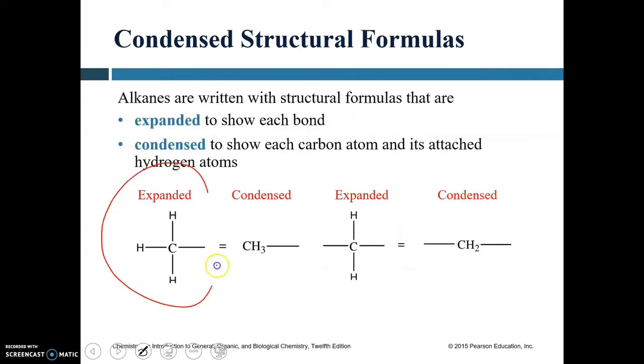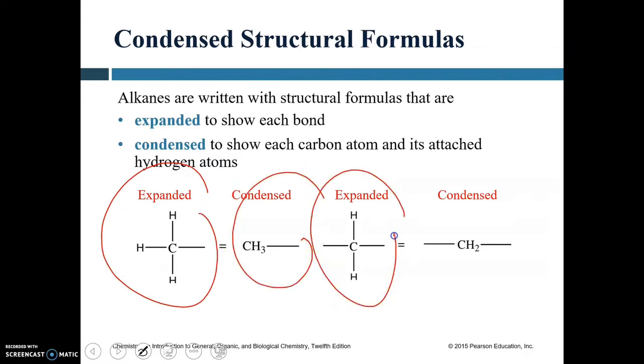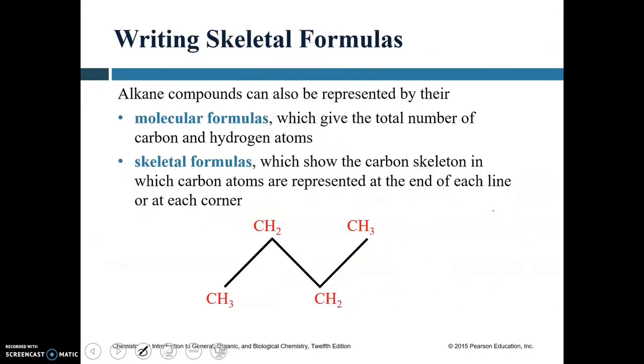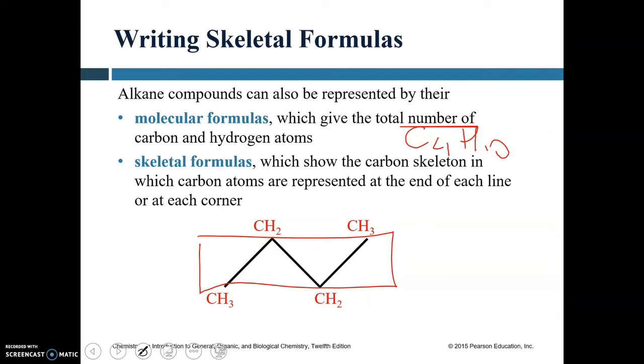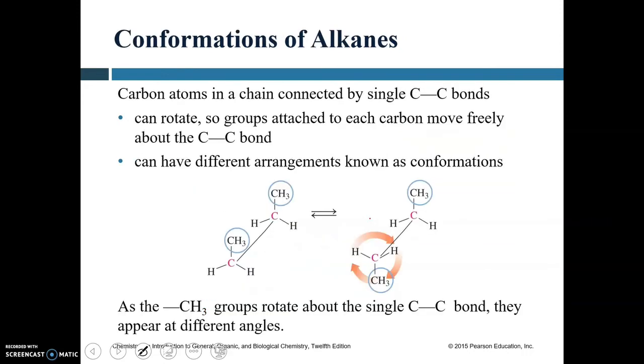So this is an expanded, this is condensed. Now, alkanes, of course, can be represented by molecular formulas. For example, butane will be C4H10, or skeletal formulas. So this black line represents the skeletal formula. Each corner, or the end of that broken zigzag line, represents a carbon and all associated hydrogens.